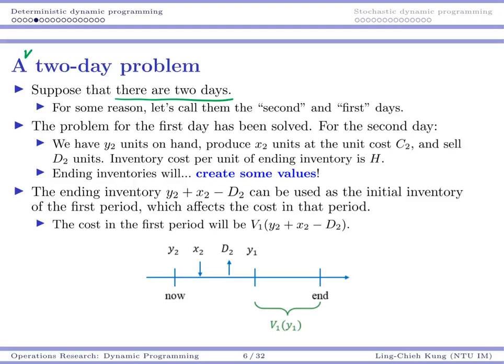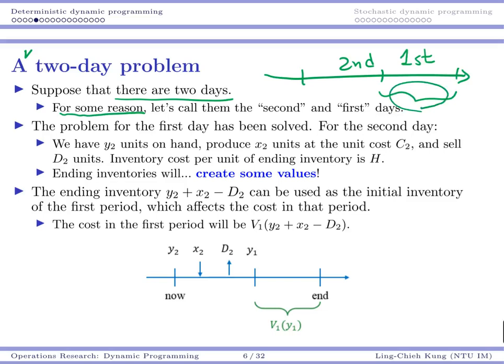Let's call the timeline as today we're in the second day and tomorrow is the first day. This is because in the previous slides, when we have only one day, we solved the one-day problem with the first day as the last day. So we're going to call today the second day and tomorrow our first day. The problem for the first day has been solved. By solved, we mean given any possible y1 for tomorrow, I know what to do. I know the optimal response to the possible y1 that I may see for tomorrow morning.